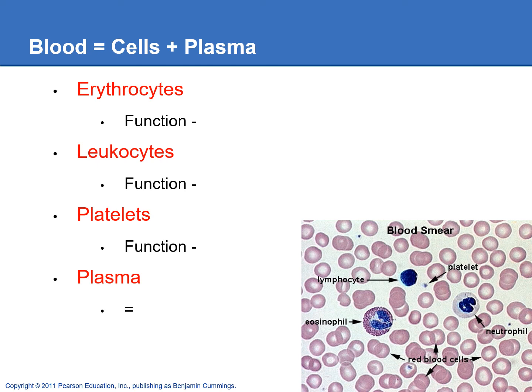The third type of blood cell are platelets, and platelets are involved in blood clotting. And on the blood smear, you can see the platelet here. They're very small. They're actually just fragments of cells. And then the last part of the blood is the plasma, which is the liquid part of the blood. So remember, the plasma is part of your extracellular fluid. So remember, the extracellular fluid, we divided into two compartments. We had the plasma and the interstitial fluid.